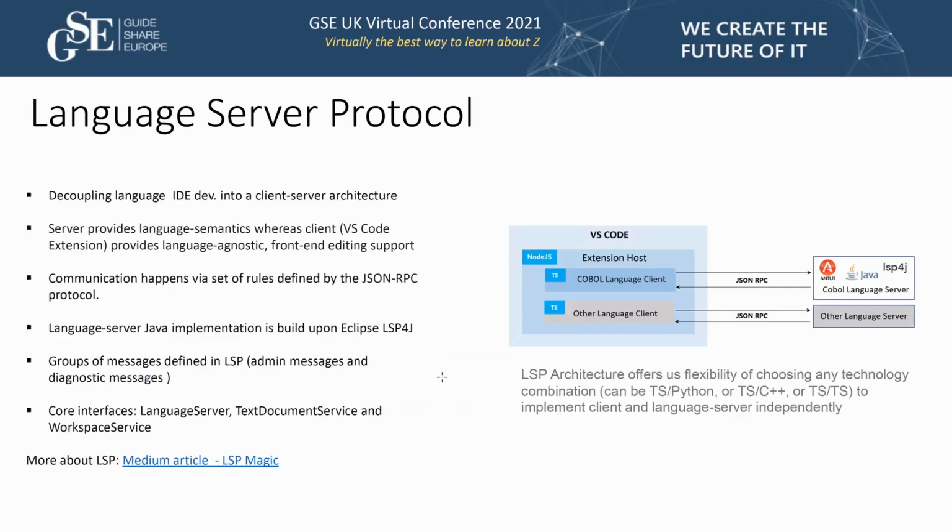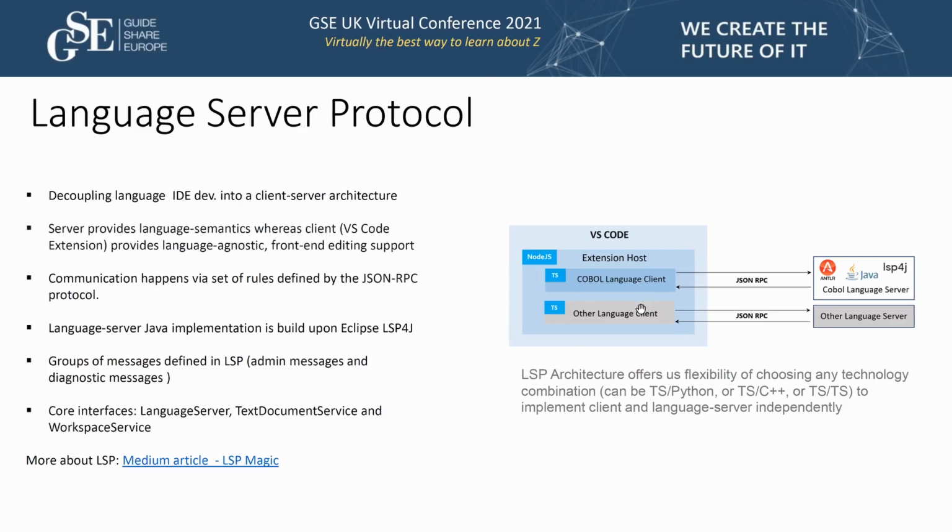Now let me talk a little bit more about the LSP protocol itself. The LSP protocol is based on JSON-RPC. The architecture is that we separate it into a client part and a server part. They are completely independent from each other, so they are two separate processes. They can be run on the same machine or on multiple machines.